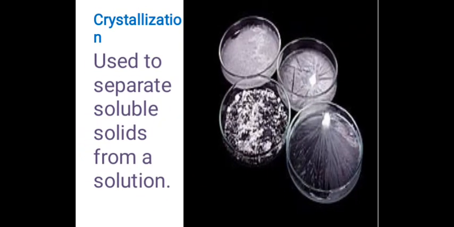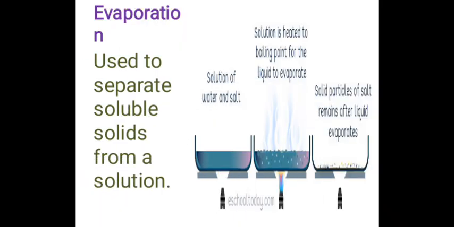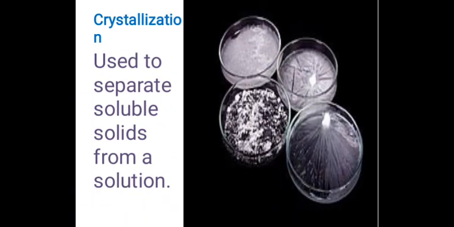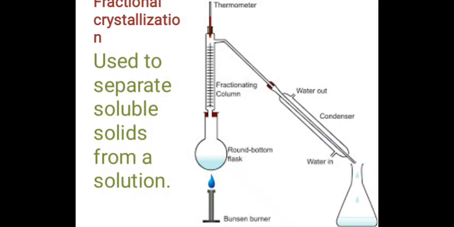Now, crystallization is used to separate a soluble solid from a solution. Crystallization is used to separate a soluble solid from a solution also. Fractional crystallization is used to separate a soluble solid from a solution. You can see the fractionating column in this picture.